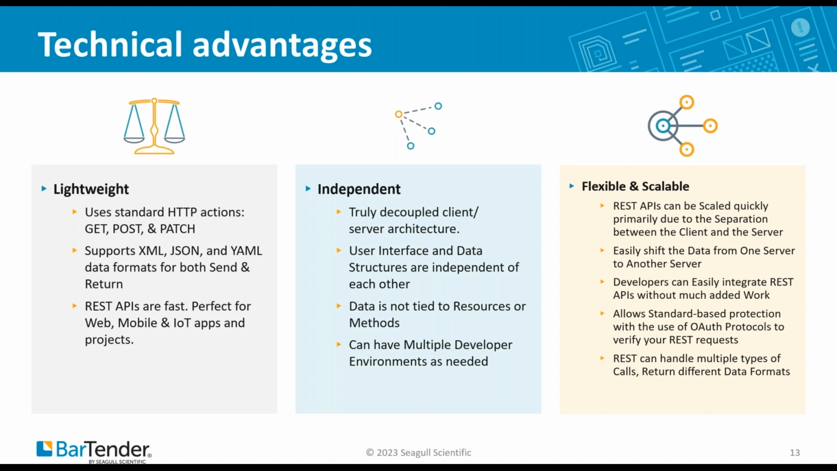This is also a terrific advantage, one that BarTender has used for a long time. We call it a clean handshake type of method, where we are not into your WMS, and you are just sending instructions to BarTender. So either side is independent and can be changed as needed. This is great flexibility, and it also scales extremely well. We use standards-based protection with OAuth protocols to verify the REST, etc.